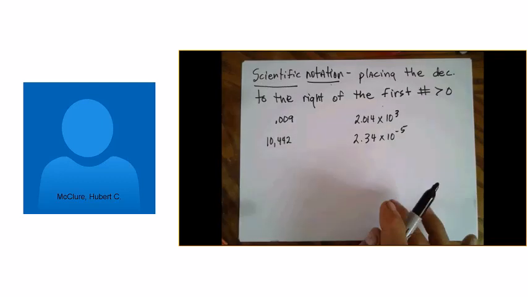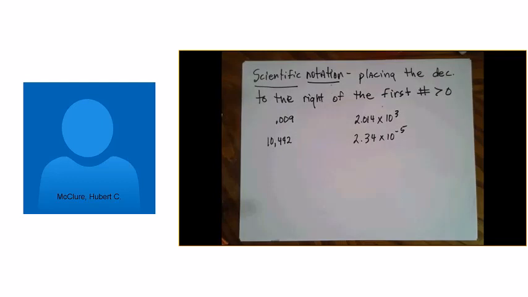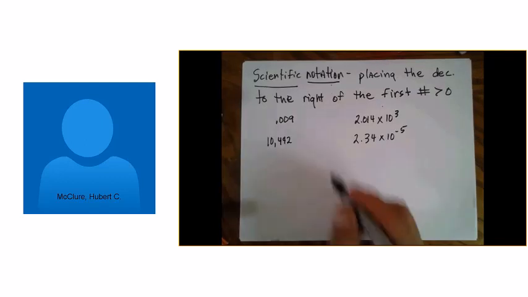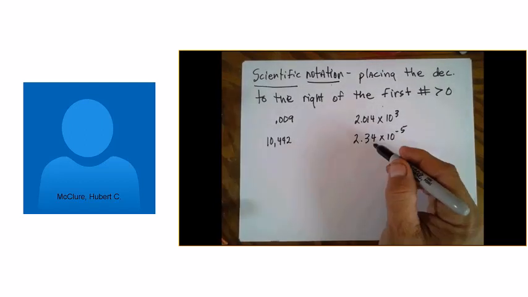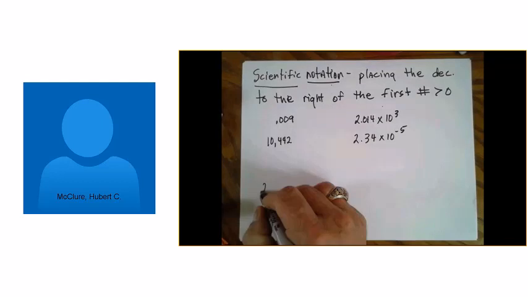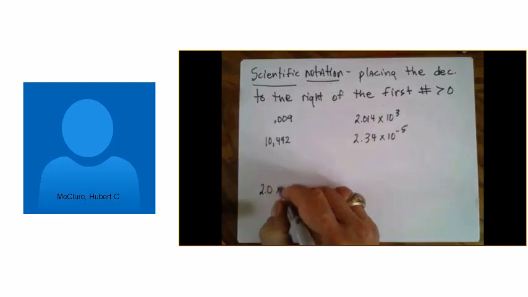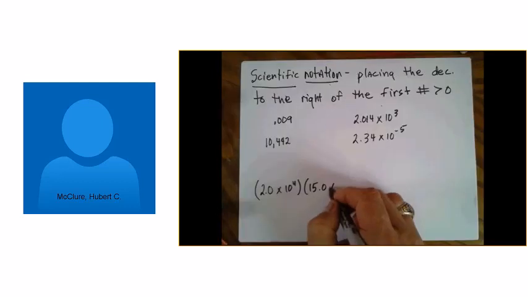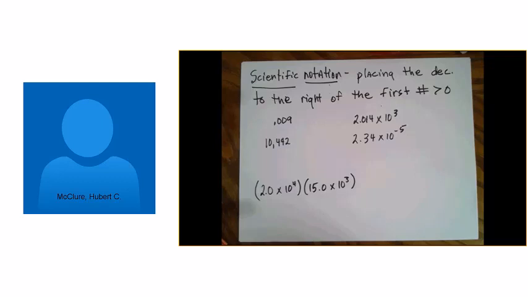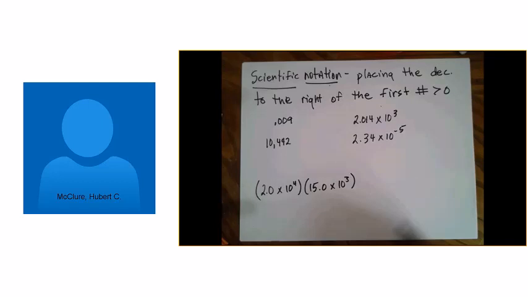So I want to go ahead and get that out of the way because a lot of students, when I start teaching this, say, oh, I understand, I know how to do it. Okay, yeah. No, you don't. Because most students know how to do these. They don't know how to do 2.0 times 10 to the fourth times 15.0 times 10 to the third. They don't know how to do that. Or they halfway know how to do it, but they can't finish it.